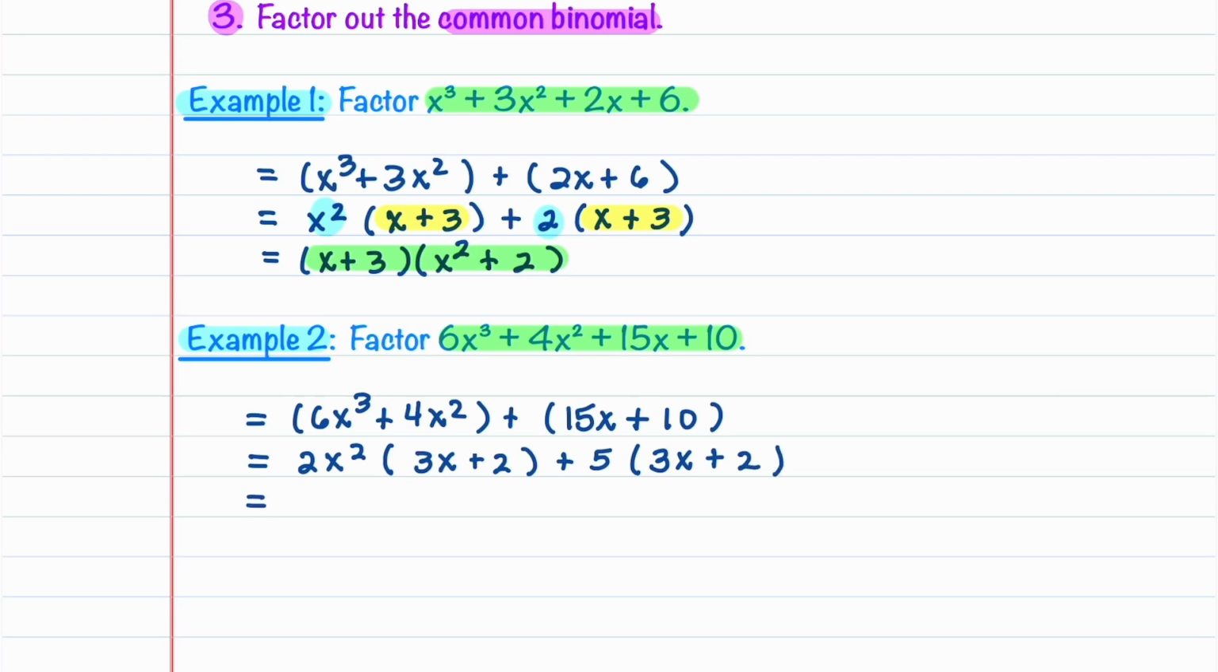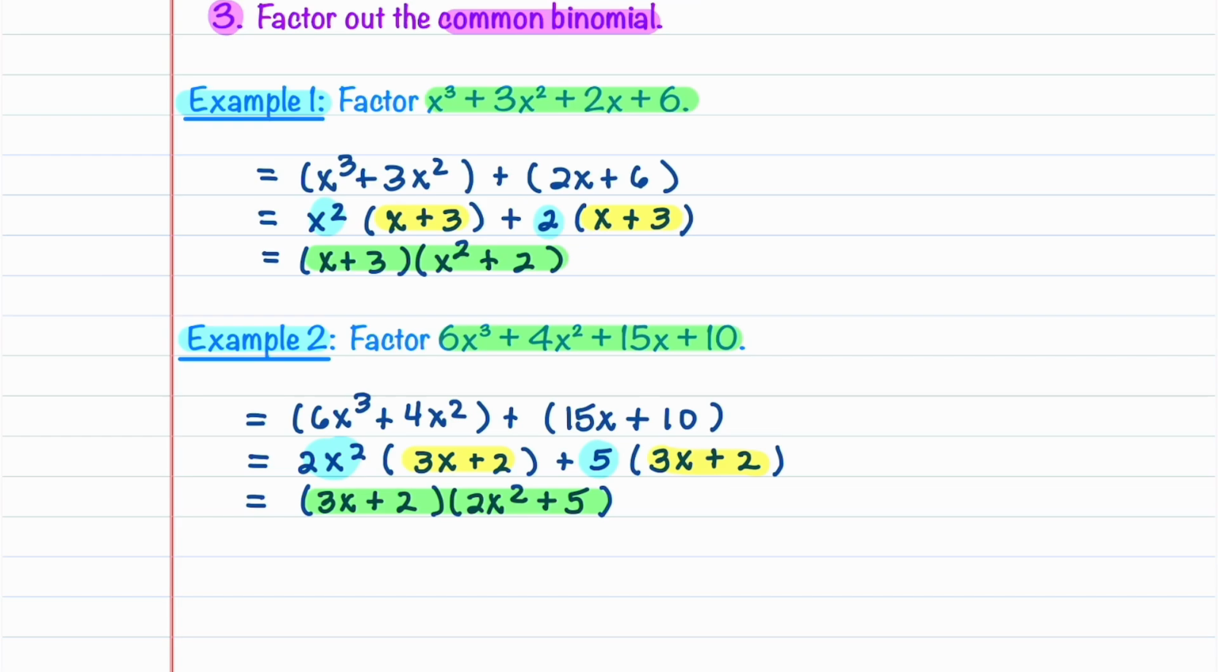Our last step is to pull out the common binomial, which is 3x plus 2. So let's write down 3x plus 2. And then what we have left is a 2x squared plus 5. And that's our polynomial written in factored form.